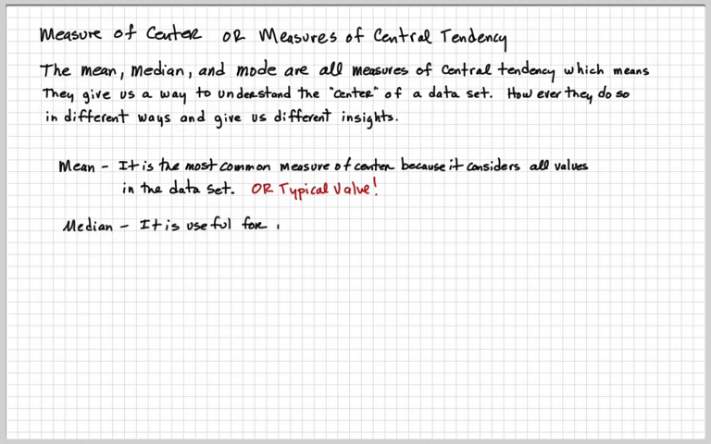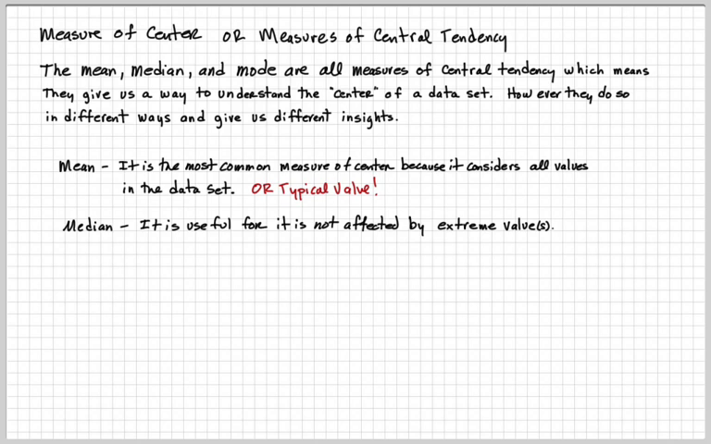The median is useful for when it's not affected by extreme values. You see, the median is in the middle, really. You organize the numbers, you put them in order, and then whatever is in the middle, that's your median. And it could be between two numbers too.